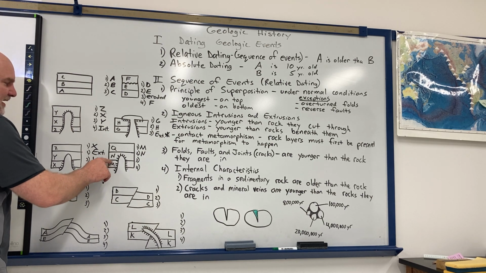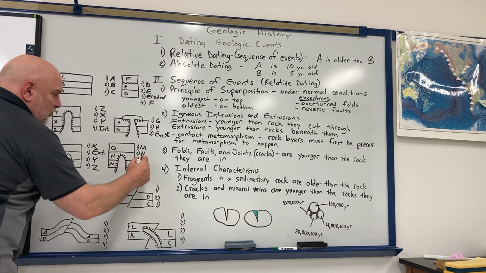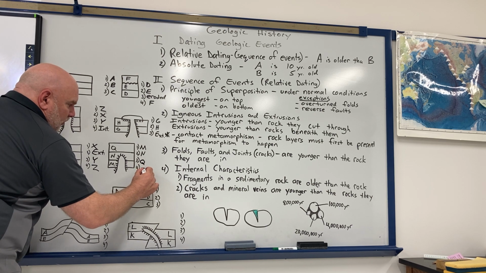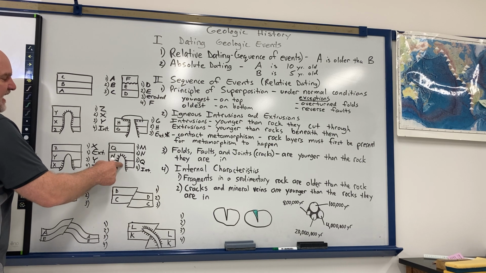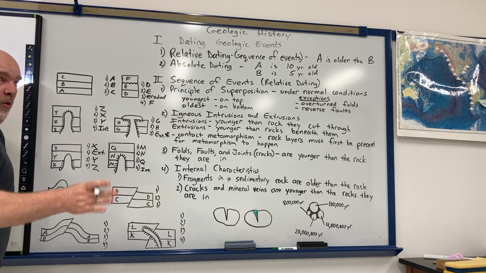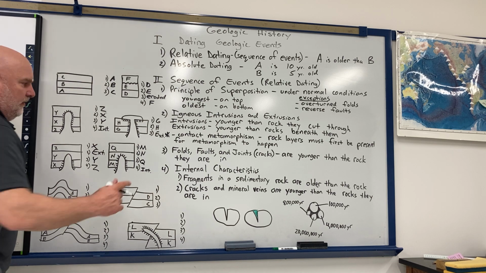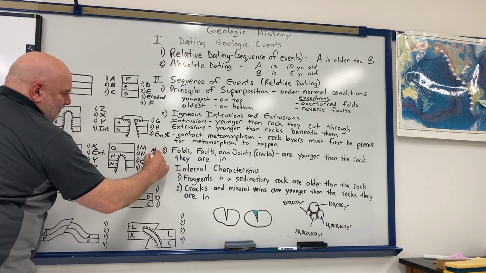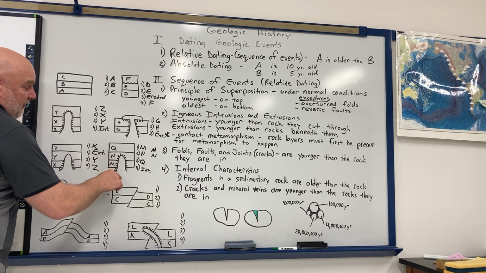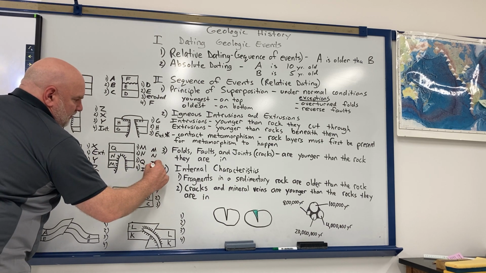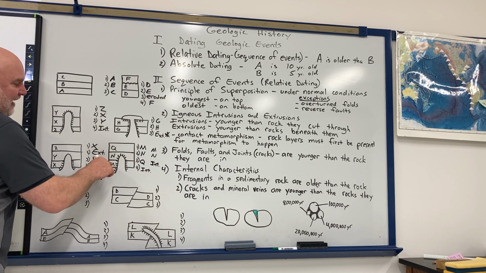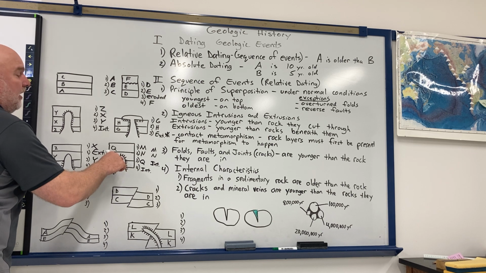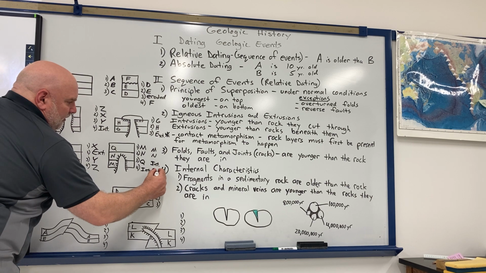This could be M happened, N happened, then Q happened, then there was an intrusion. That could be right, that formed, that formed, that formed, then this came up but only got that far. Or another possible explanation to this would be M happened, N happened, then there was an intrusion, and I know the intrusion happened after M and N because there's contact metamorphism there. Then after the intrusion happened, then Q happened sometime later, all right?